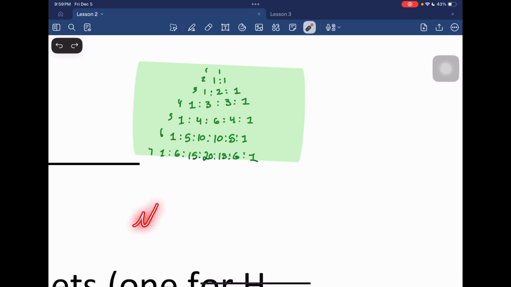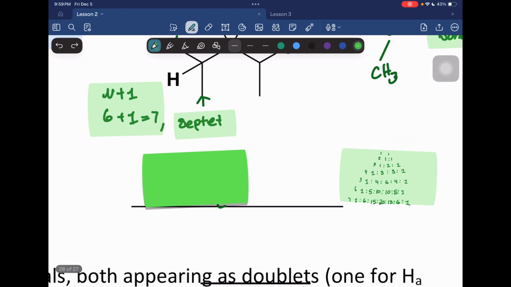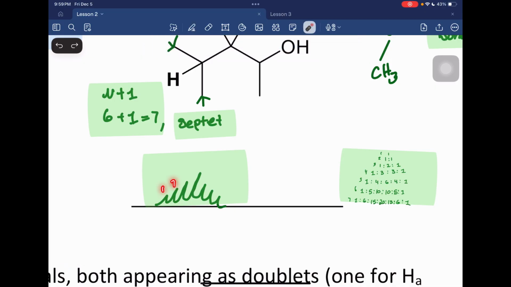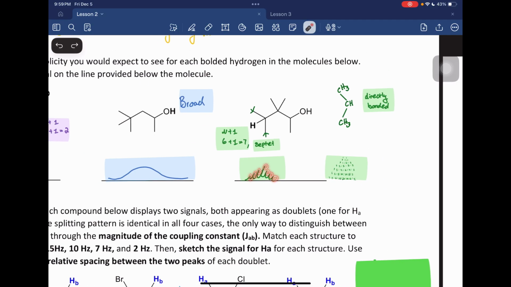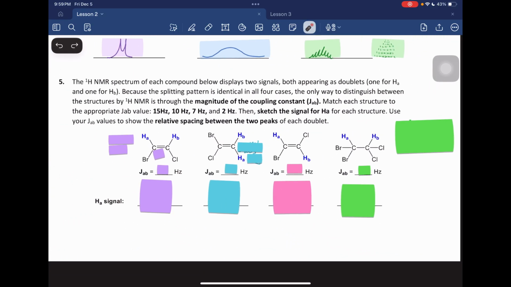So 1, 6, 15, 20, 15, 6, 1. And that is what we see right here. There's a total of 7 peaks: 1, 2, 3, 4, 5, 6, 7. The 1s are the same, the 6s are the same, the 15s are the same, the 20 peaks. Okay? Next is this problem.